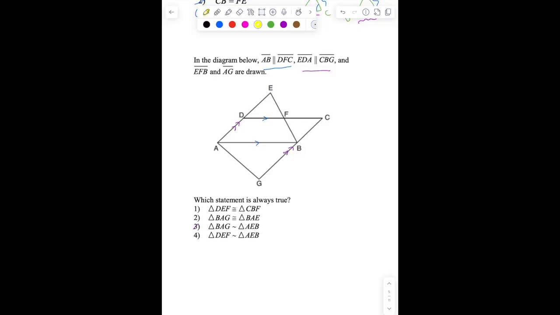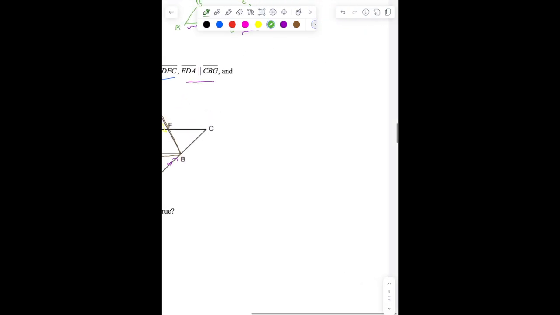For answer choice number 4, we have triangle DEF similar to triangle AEB. And already I know that that needs to be true because I see side splitter theorem. I see that we have a line segment DF that's parallel to the base AB. So remember, it creates the congruent corresponding angles. It has the shared angle between the small and the big triangle. So AA, the small and the big triangle are similar to each other. So answer choice 4 is the correct answer.